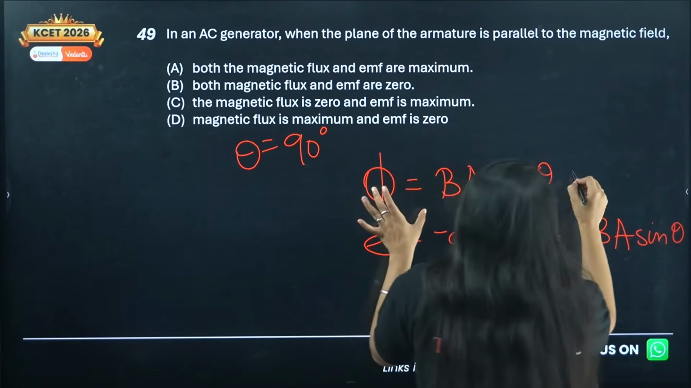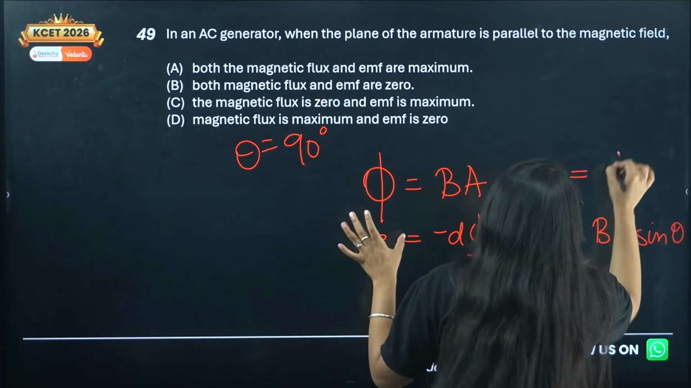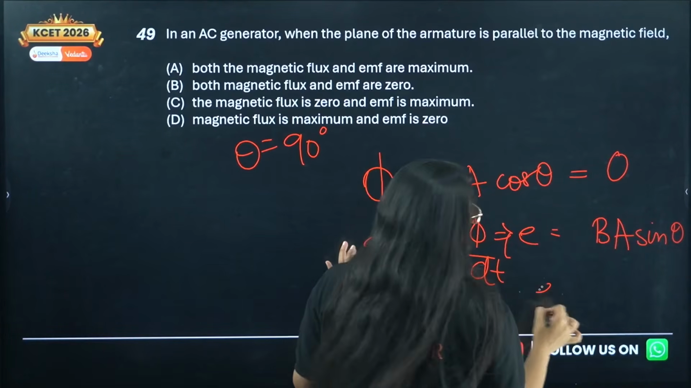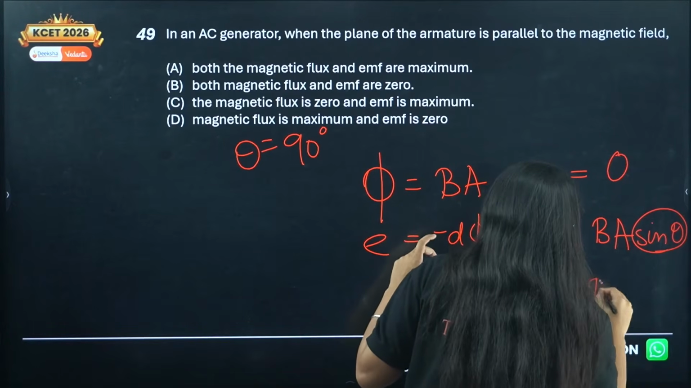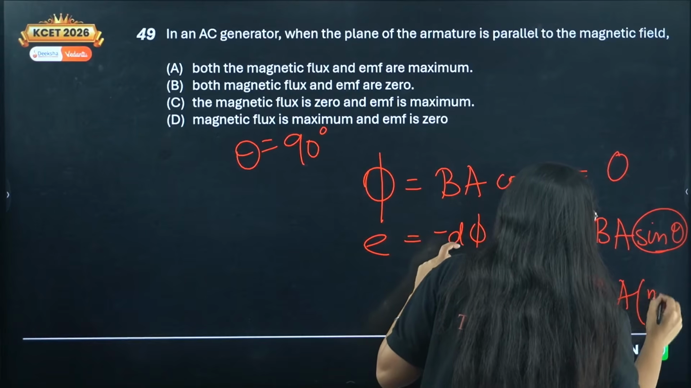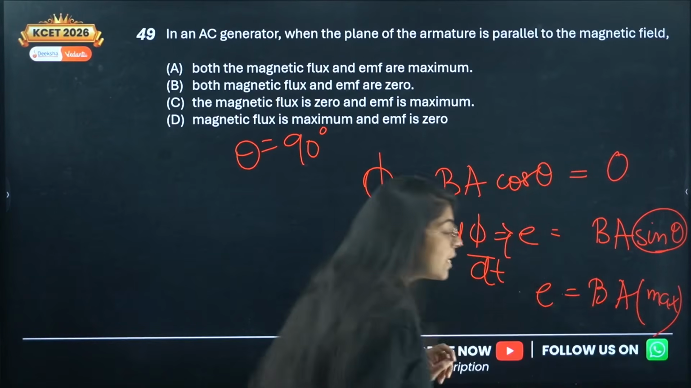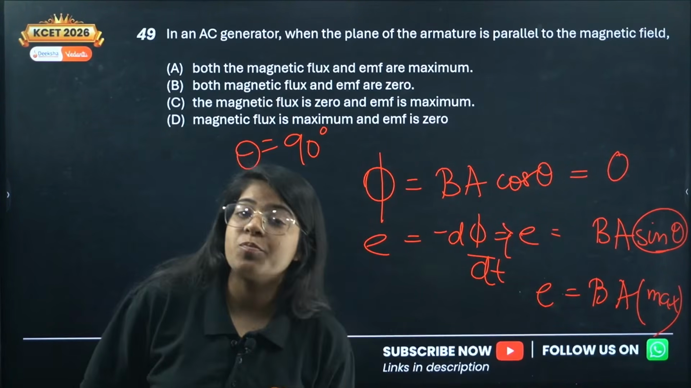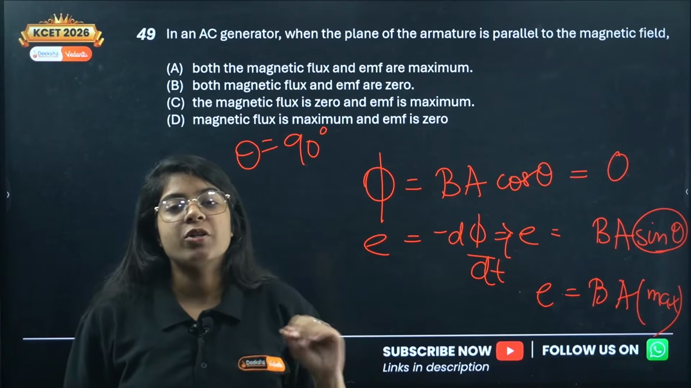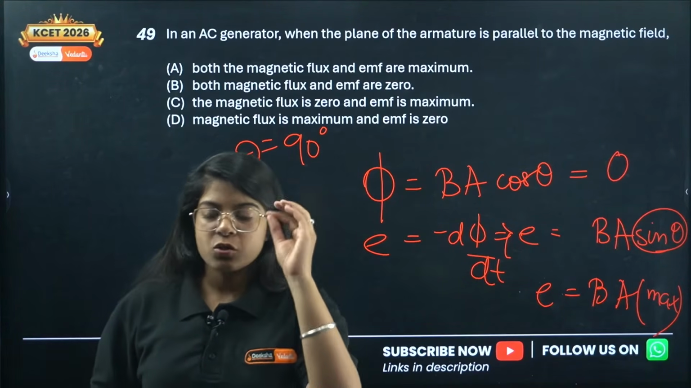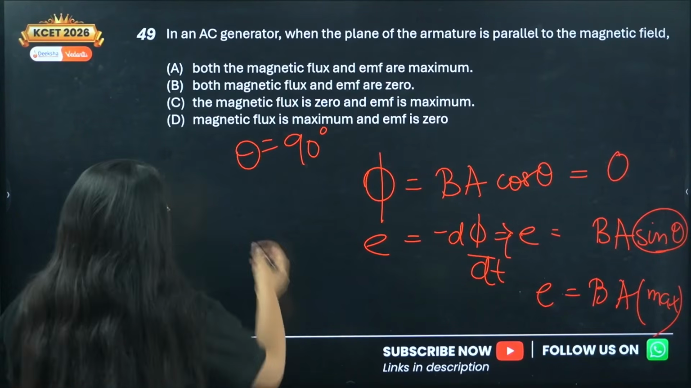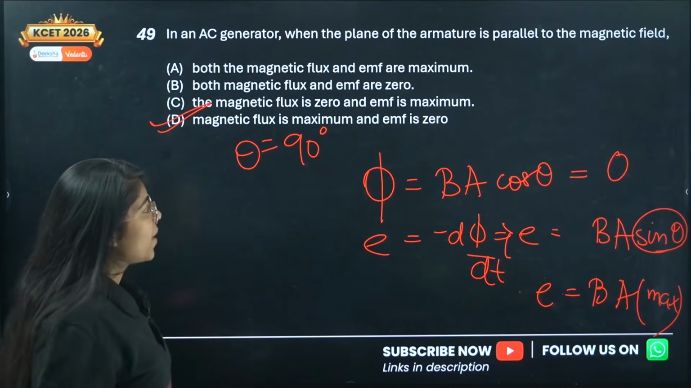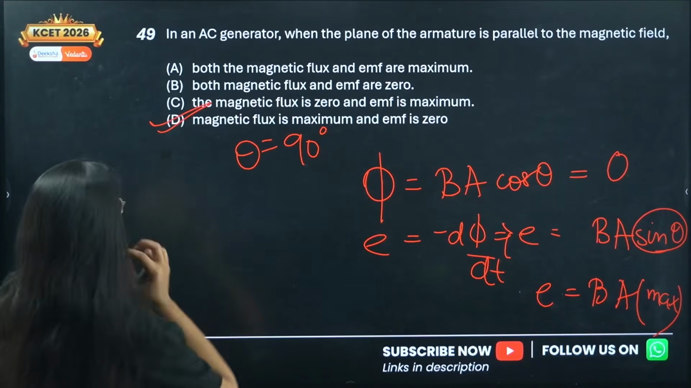That means phi is simply 0 and E, sin 90 is maximum, so you will be simply BA, which is maximum. See, I solved it without looking at the options, because in these kind of questions options will just confuse you. So you try to solve it by yourself. If you can't, then look at the options. Okay, so magnetic flux is maximum and EMF is 0.